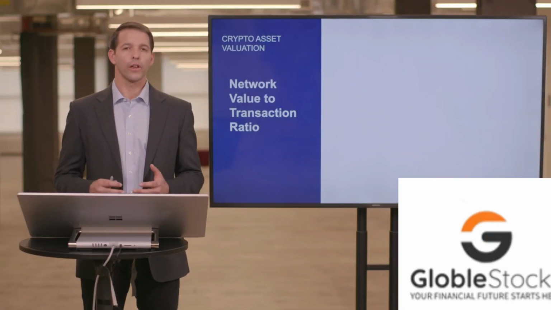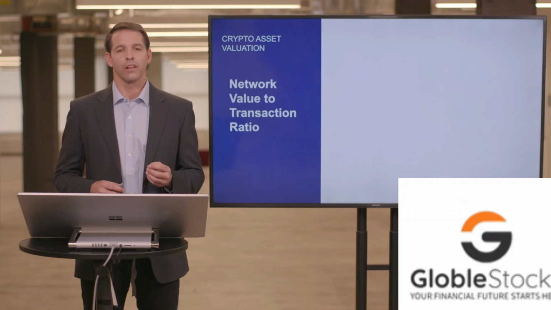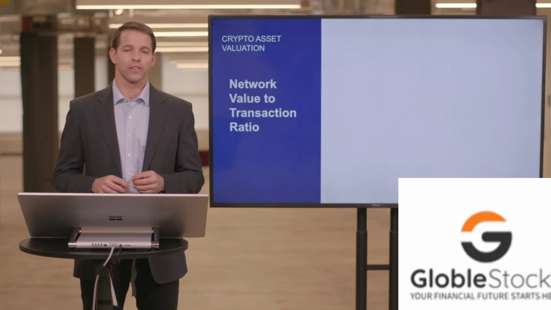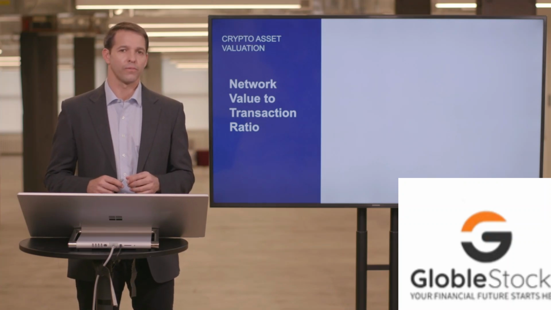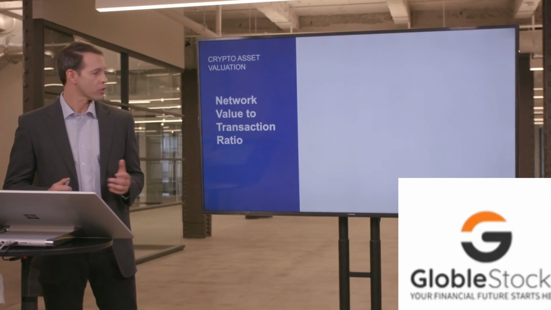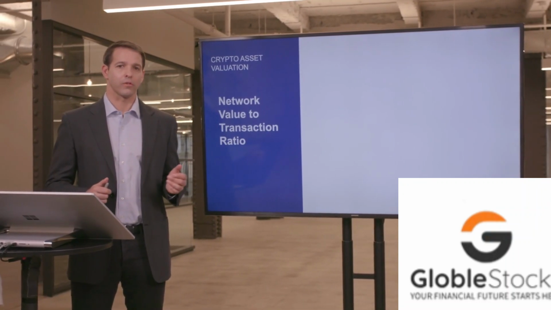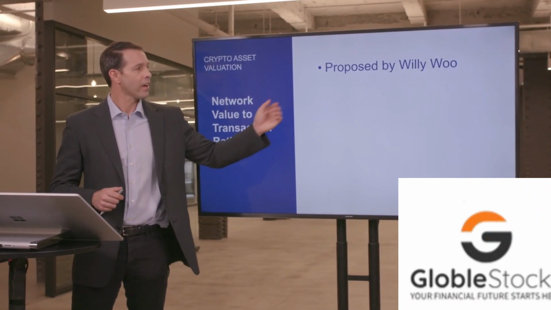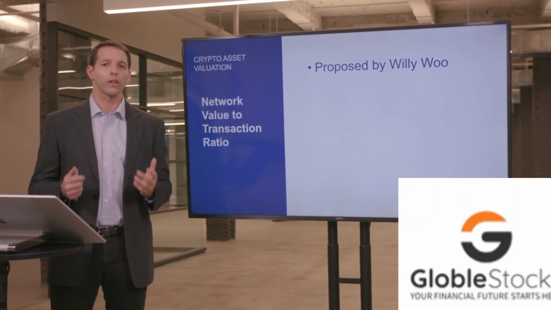When you're talking about valuing crypto assets, there have been approaches that have taken valuations from other asset classes and applied them to the crypto space. And this is one of them. It's called the network value to transaction ratio. It was proposed by an early Bitcoin adopter named Willy Woo.